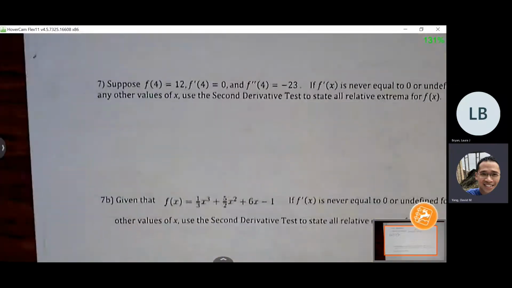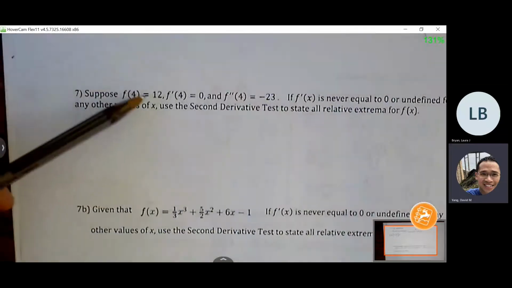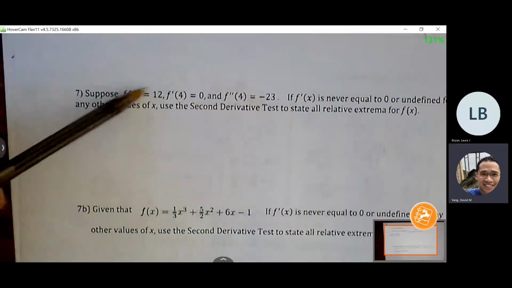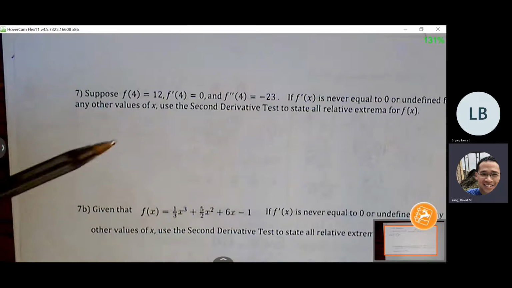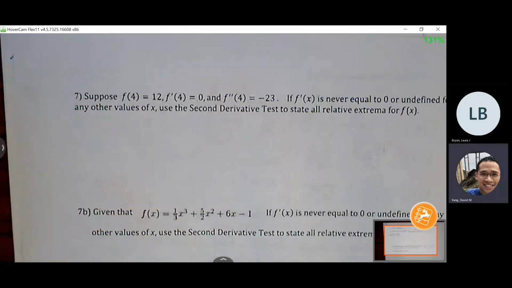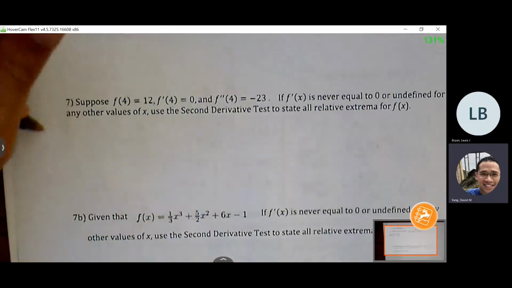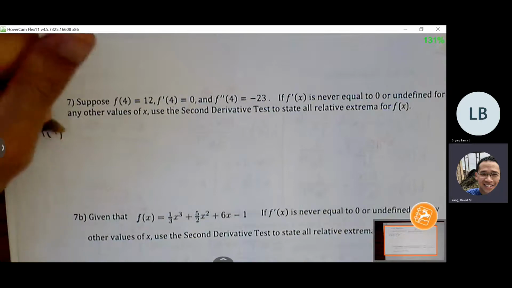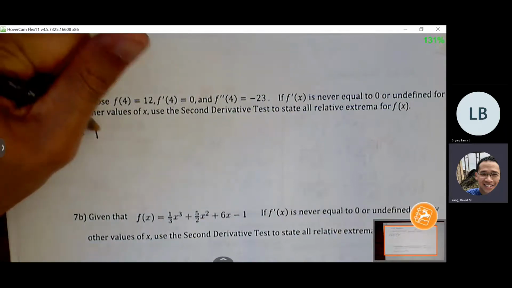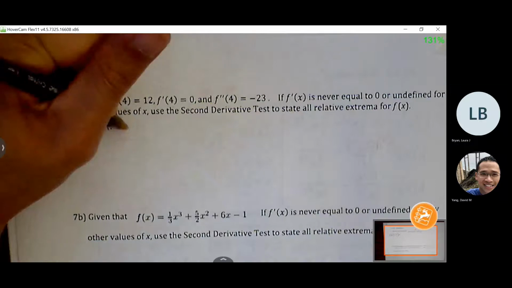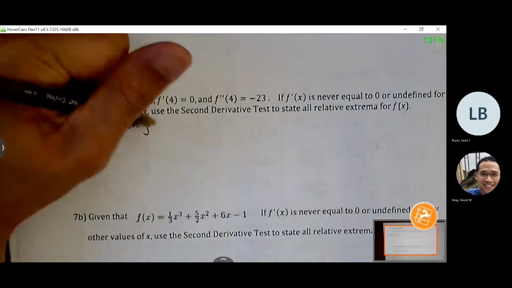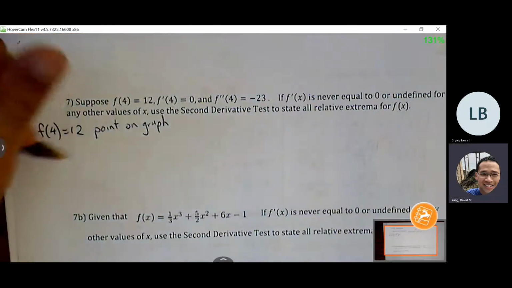Okay, so maybe a couple of things that we can do. We can list out exactly what this is telling us, and we can maybe sketch out a graph and convince ourselves what we're looking at. So first step is that f of 4 equals 12. That's obviously just an ordered pair. That's just a point on the graph. We can graph that in a moment.